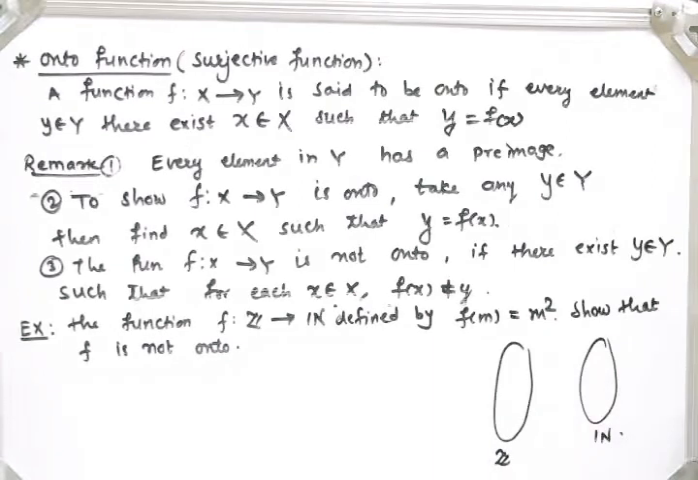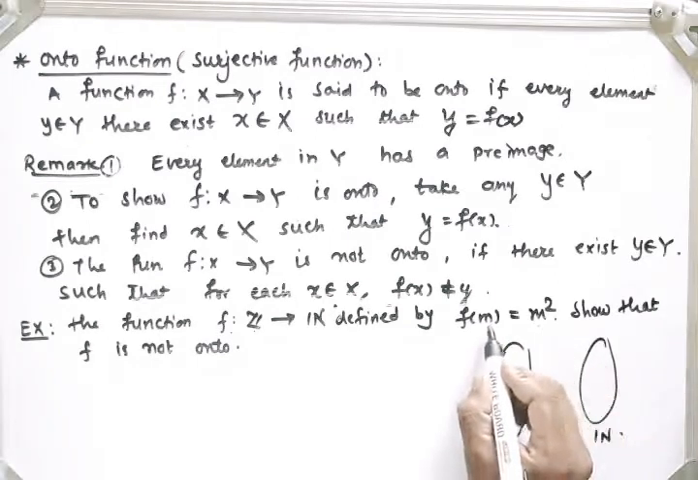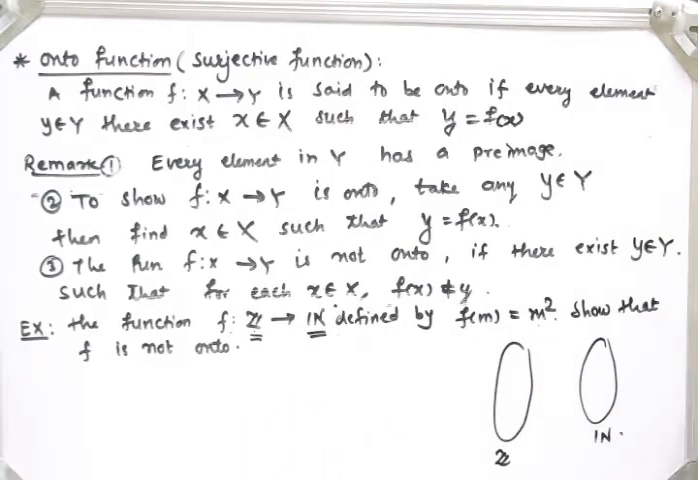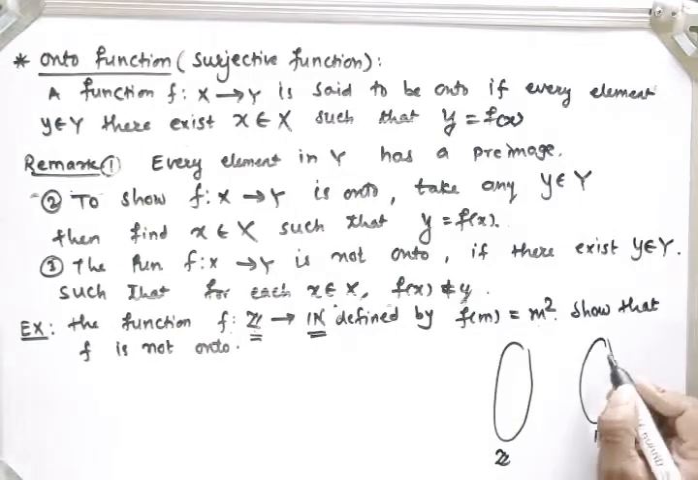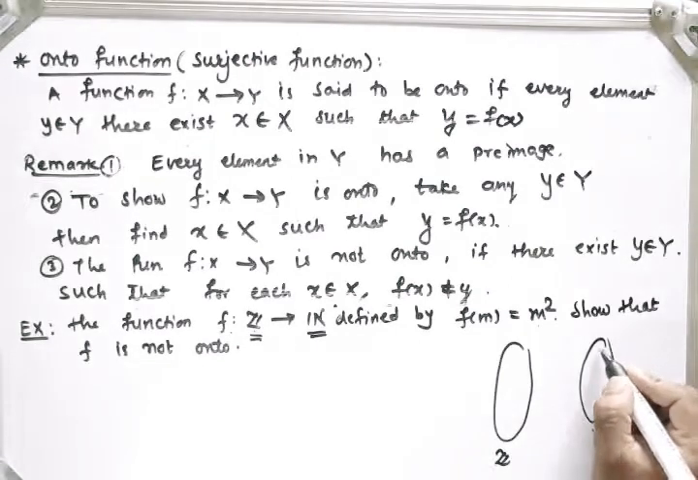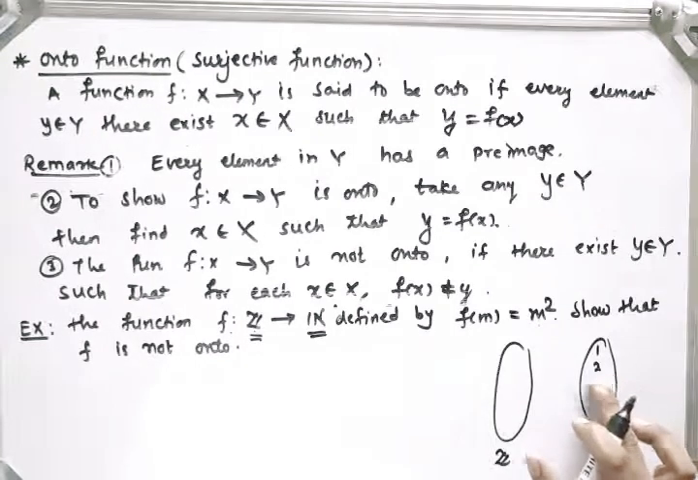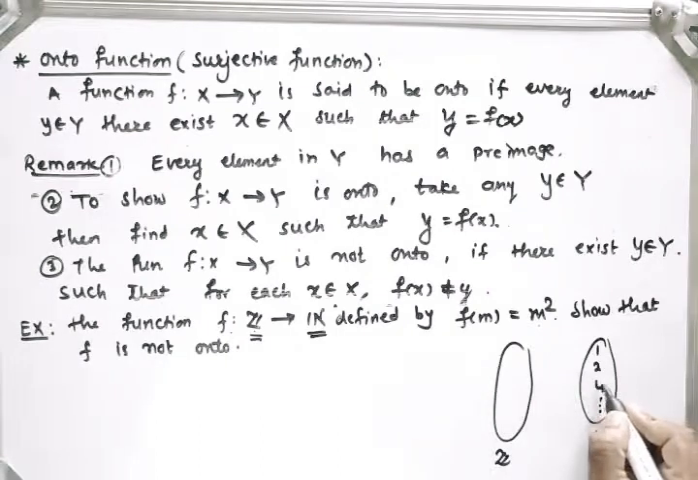So here the function f is from the set of integers to the set of natural numbers, defined by f of m is equal to m square. What is the input of the function? The set of integers, and the output of the function is the set of natural numbers. So what are the natural numbers? We have numbers like 1, 2, 3, 4 and so on. So these are the numbers from the set of natural numbers.